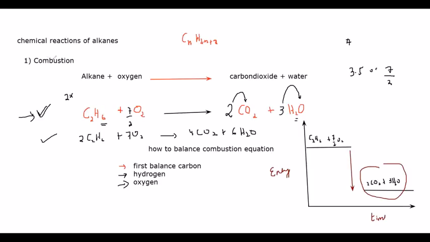So copy this first part, chemical reaction of alkane. The first one is combustion. When we burn alkane, it gives carbon dioxide and water.